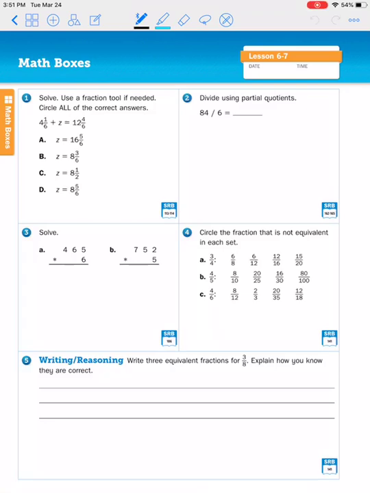All right, guys, you're almost done with your math lesson for today. Miss Mold's going to have no voice after this. But let's review your math boxes in case there's a problem where you got stuck.